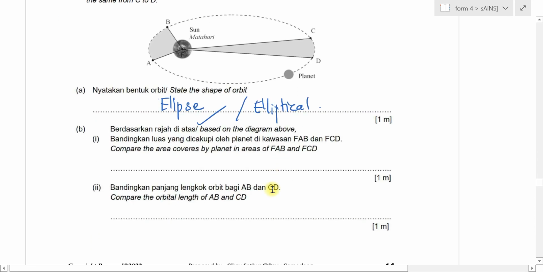Compare the area covered by FAB and FCD, sorry. Area covered by FAB is greater than area covered by FCD. That is wrong. This one you must take Kepler's second law. For Kepler's second law, remember equal. Time must be equal, so the area must be equal too. So area of FAB should be equal to area of FCD.